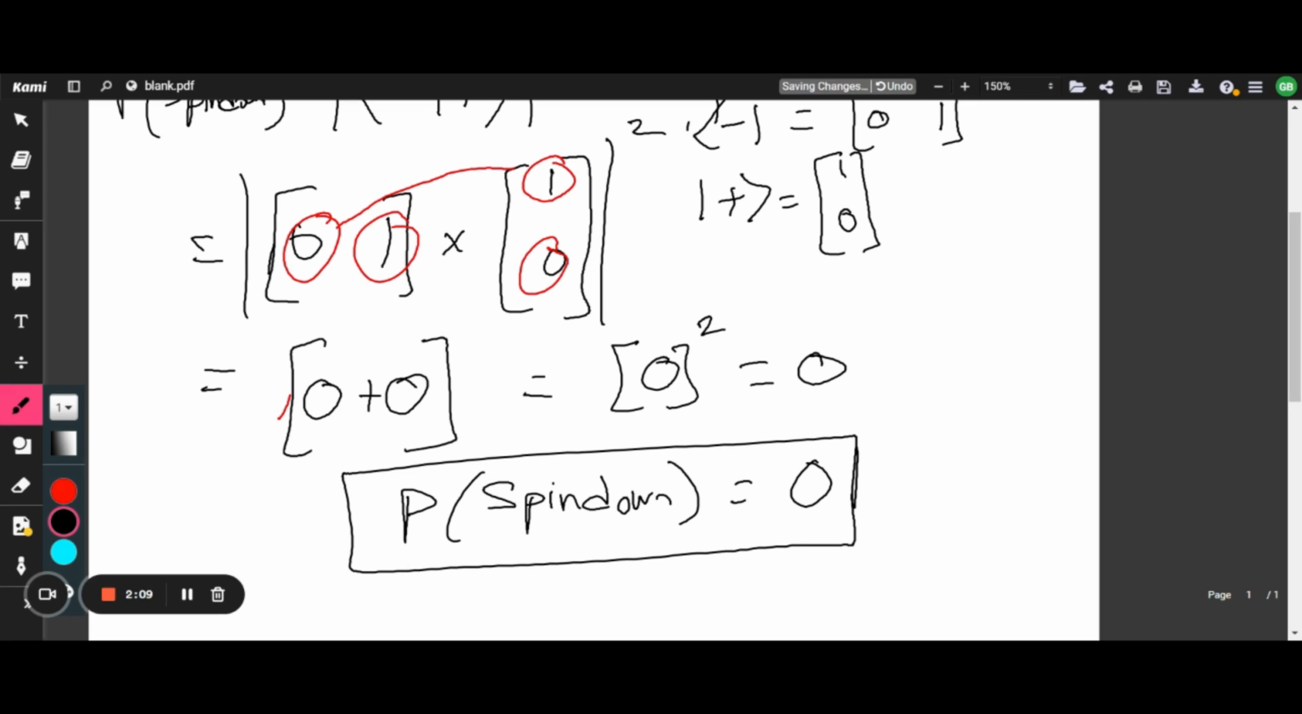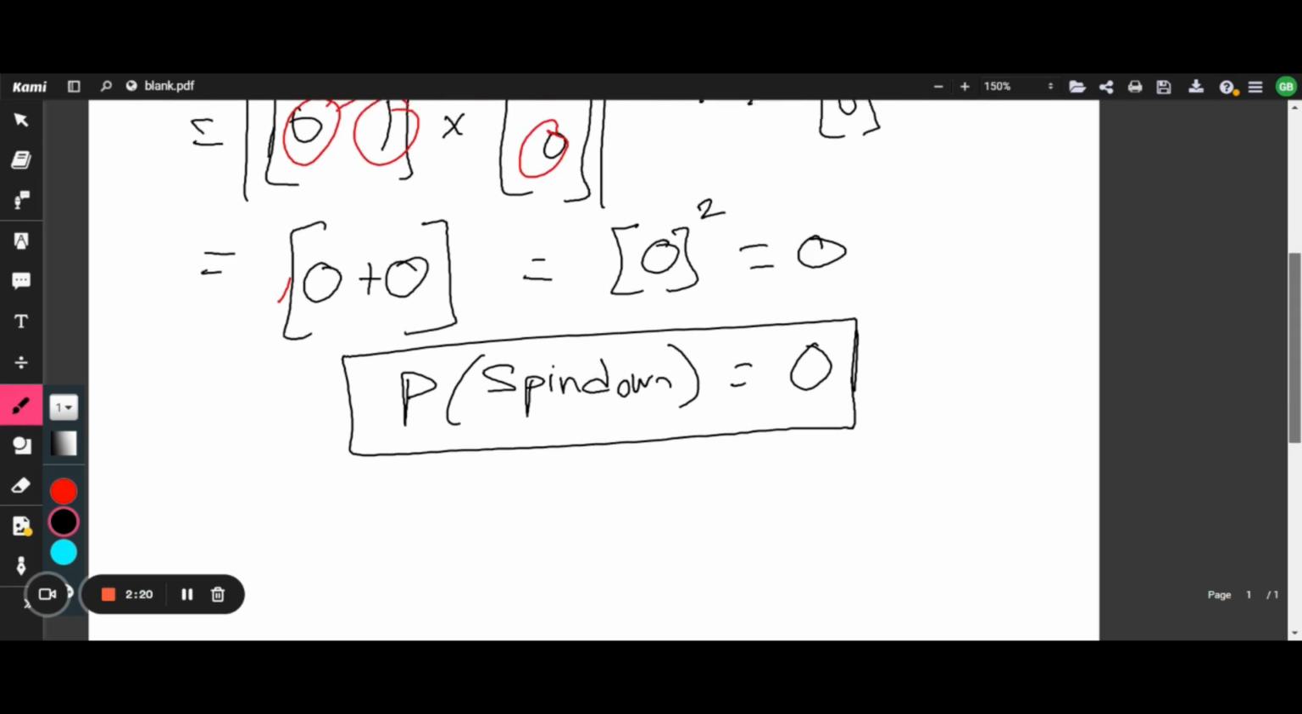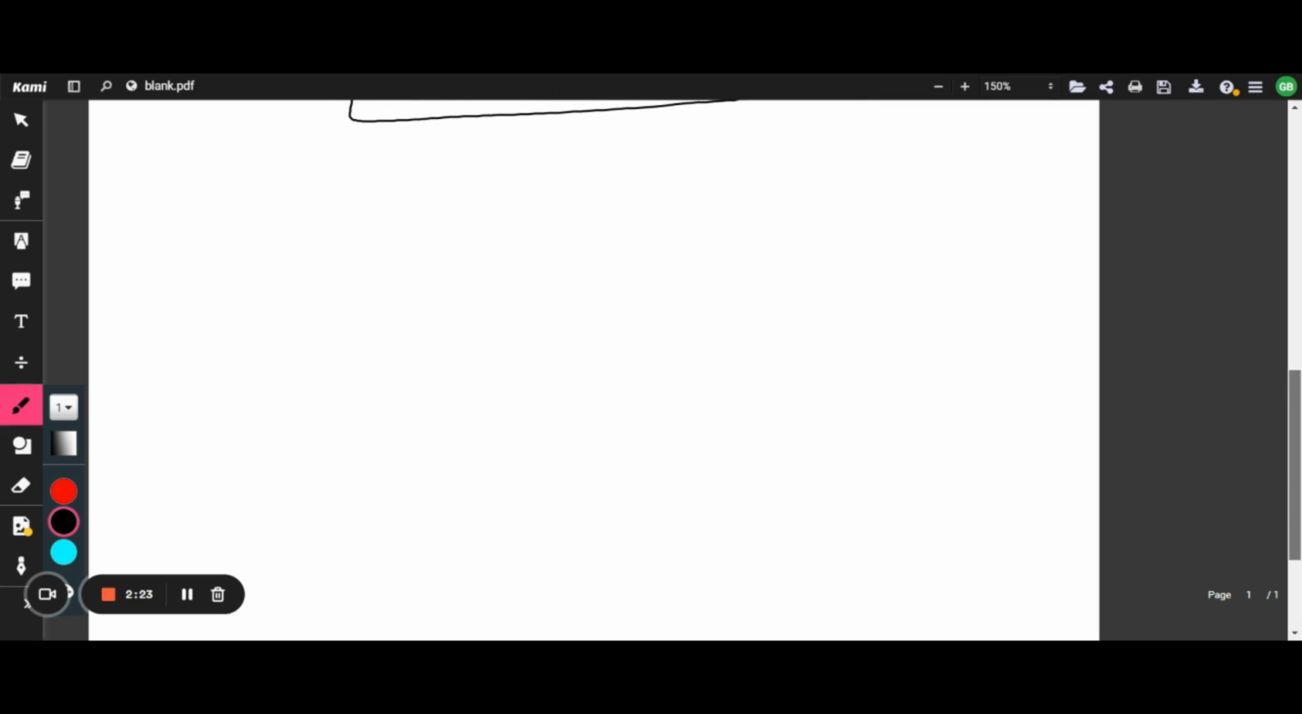This correctly matches what we've seen in the simulation itself. We found 0 particles being detected as spin down in the second analyzer. Let's keep going. Instead, this time, we'll say the output is a spin up bra vector. And the input stays the same.